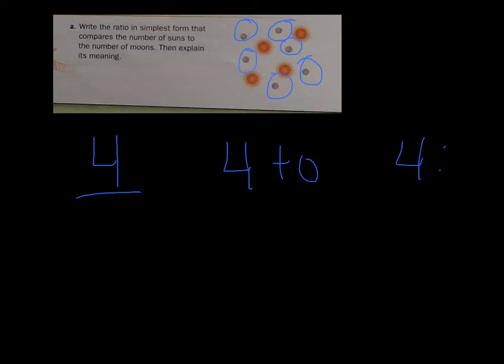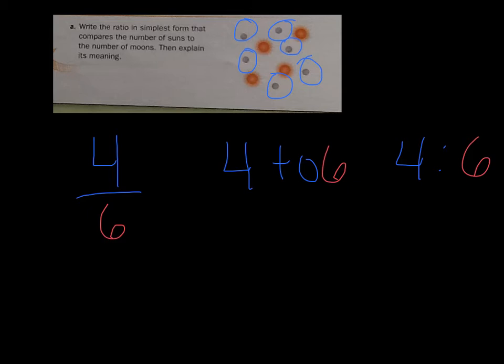So I have 1, 2, 3, 4 suns. And then remember it said to moons. So I can write it like that, I can write it like this, or I can write it like this. How many moons are there? Well, there's 1, 2, 3, 4, 5, 6. 6 moons. And again, remember you can write it any of these ways: 4/6, or 4 to 6, or the 4 and the two dots and then 6.